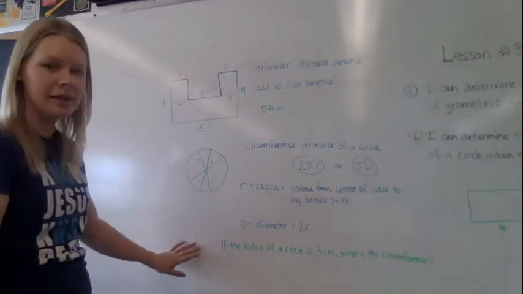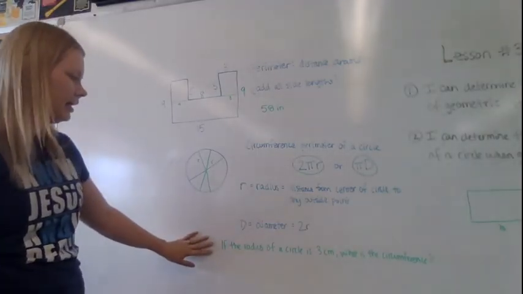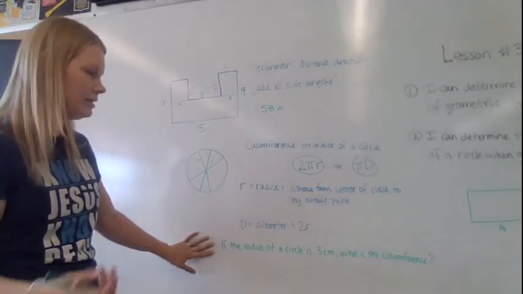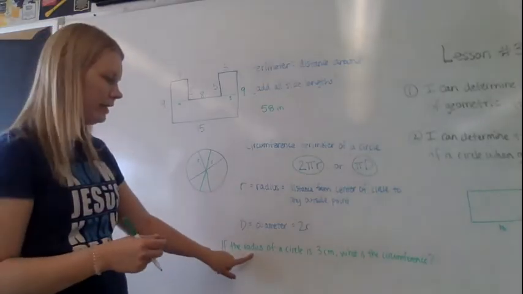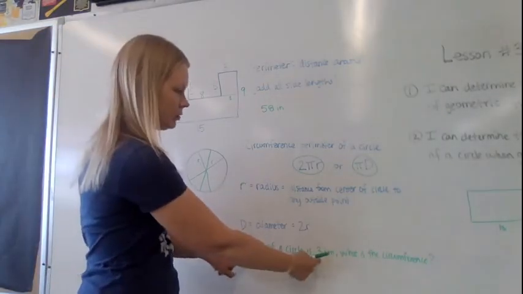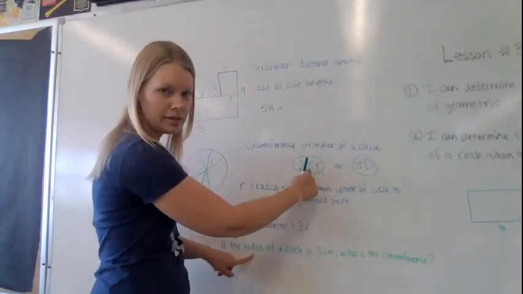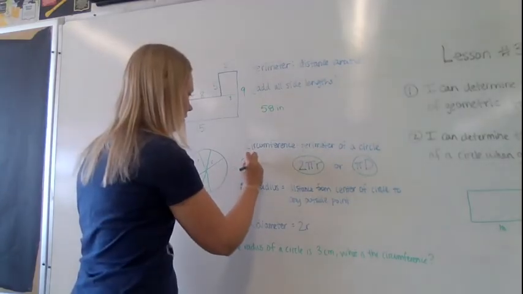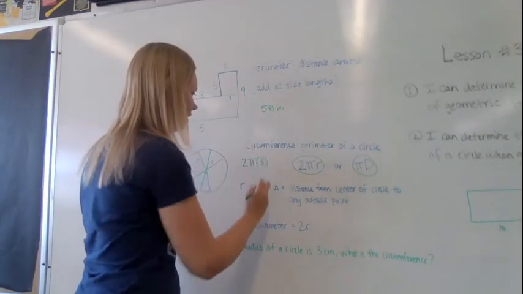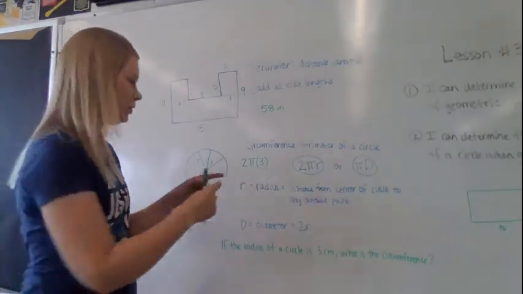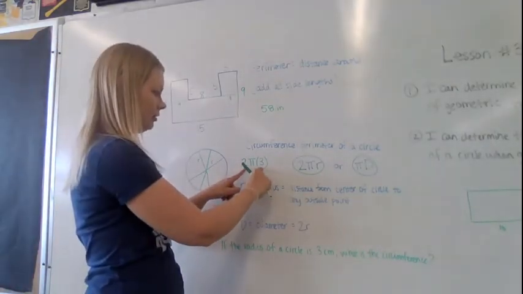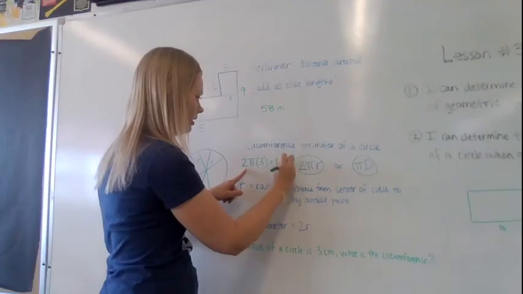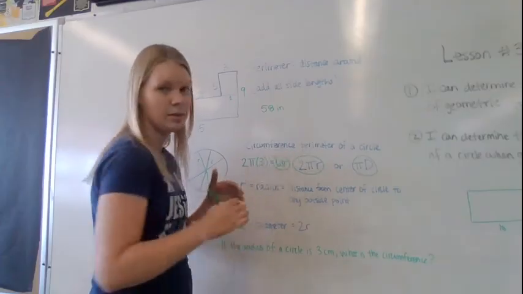So sample problem down here in green. If the radius of a circle is 3 centimeters, what is the circumference? So we are given the radius is 3 centimeters, and we're simply going to plug that into this formula where we've got 2 pi times the radius, which is 3. And then we can do the multiplication of the whole numbers that we have here. So 2 times 3 is 6, and we can leave our answer as 6 pi.